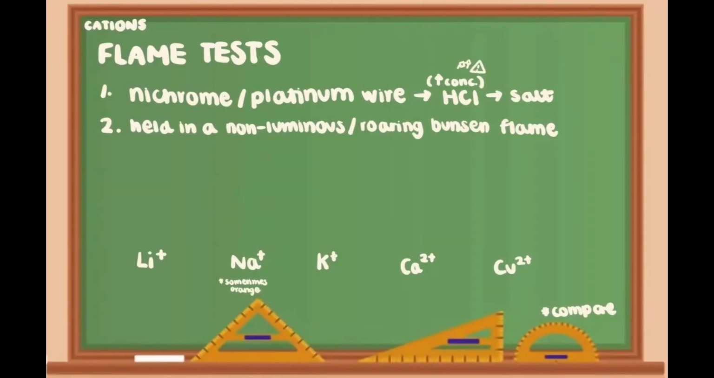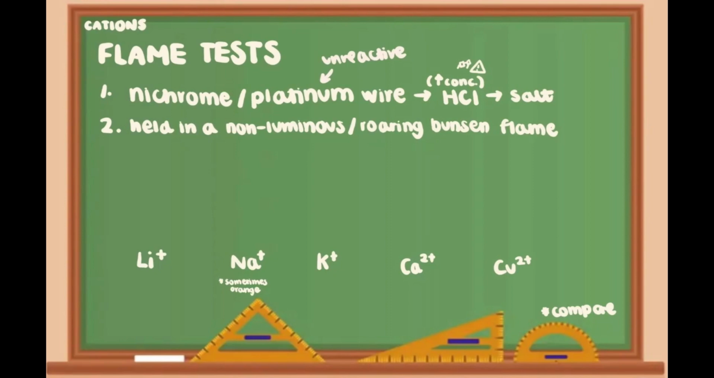Okay, let's move on to the cations. These are my favorite, the flame tests. So flame tests involve a Bunsen burner. You might have seen them before. What we're going to do is take a wire, normally made out of nichrome or platinum, and that's because these wires are generally unreactive, so they're not going to affect the results of your test.